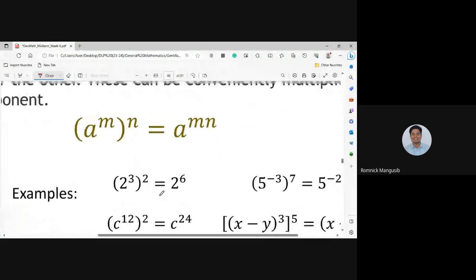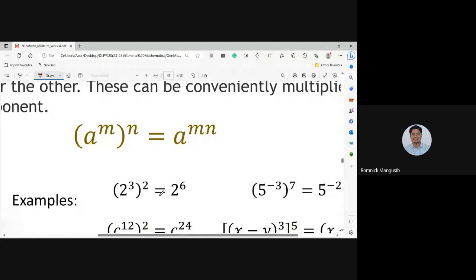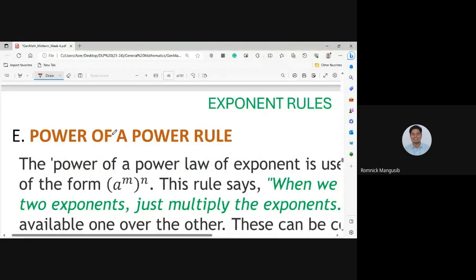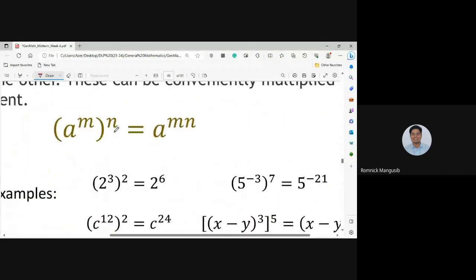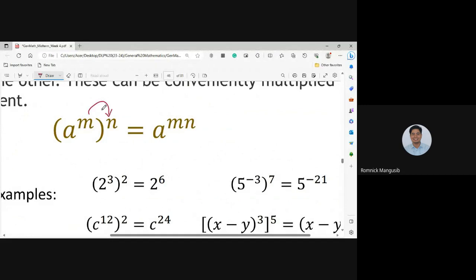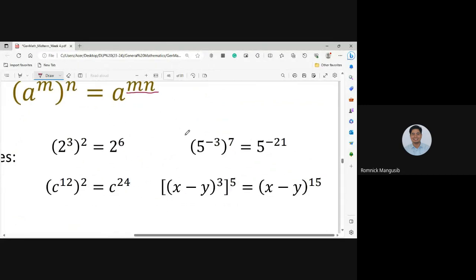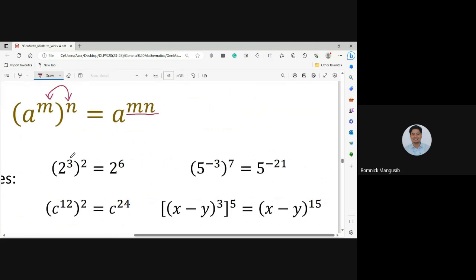O yan, ito dapat yun, class. This must be multiplication. Power rule, ibig sabihin, power of a power rule, I mean, magmumultiply ka ng dalawang exponents. Kaya siya naging m times n. For example, 3 times 2 here is 6. So this must be 2 raised to 6. 12 times 2 is 24.